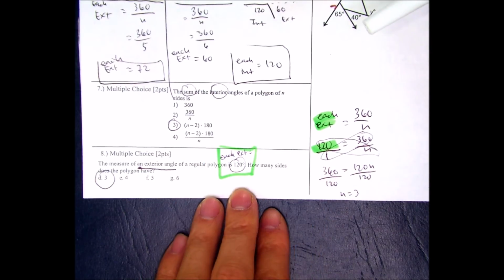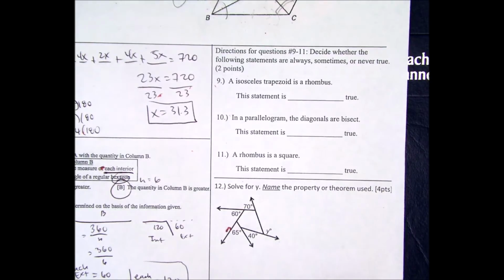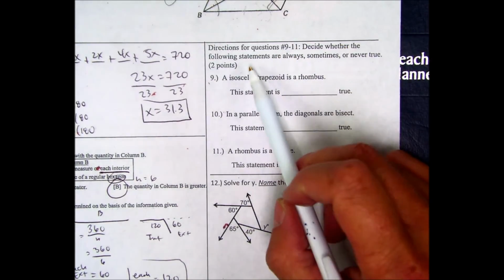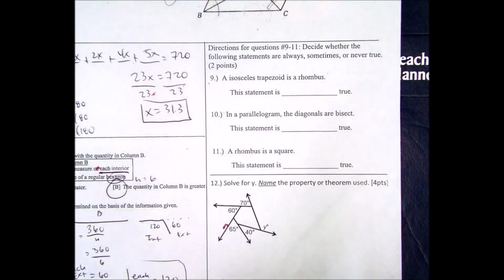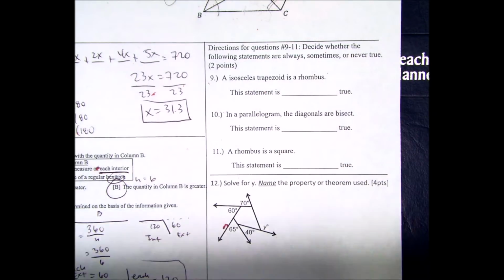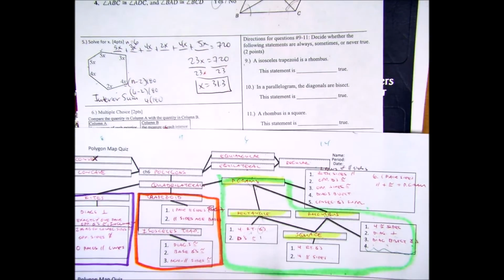Alright, go ahead and try this question over here. Directions for questions 9-11. Decide whether the statements are always, sometimes, or never true. I'm going to go ahead and have my map handy. See if I can zoom out so you can see all that. Do the best we can. You should have your map out.